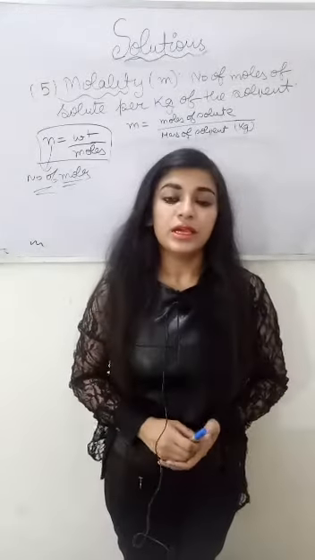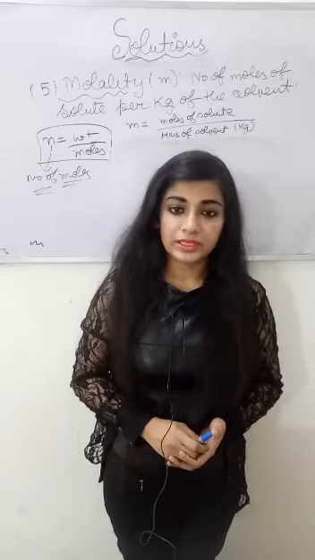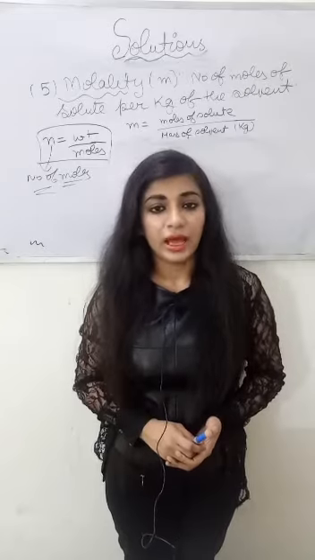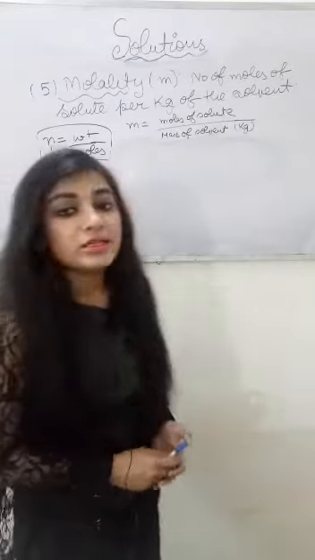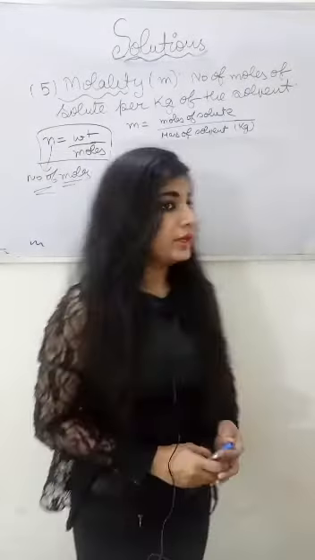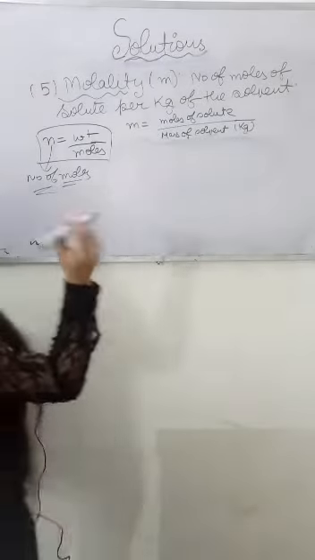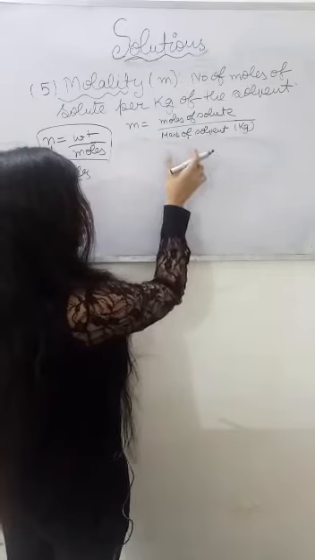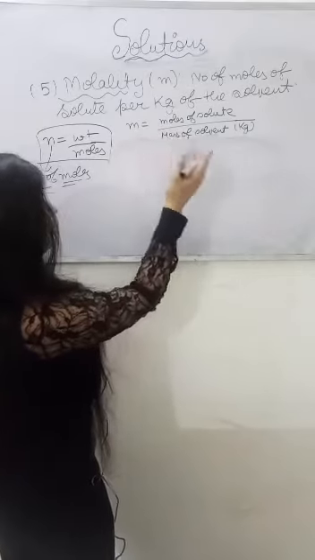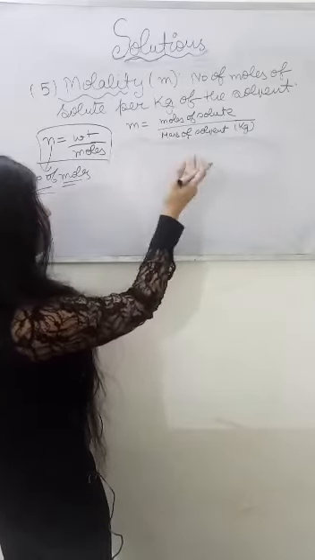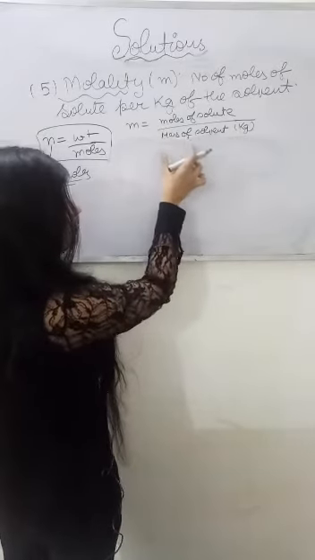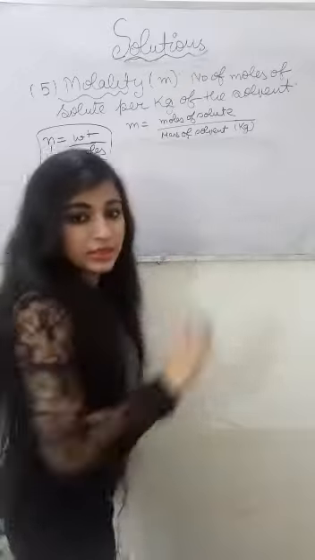I am repeating, the number of moles of solute present per kg of the solvent is termed as molality, and it is represented by a small m. So the formula of molality, as per the definition, is number of moles of solute per kg of the solvent. So moles of solute upon mass of solvent in kg.